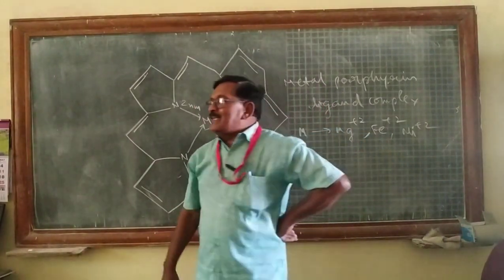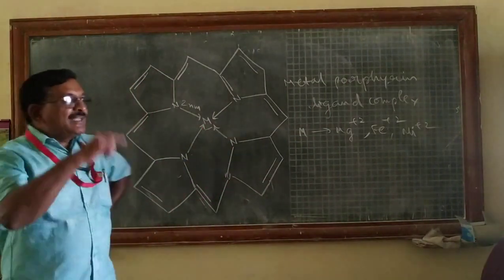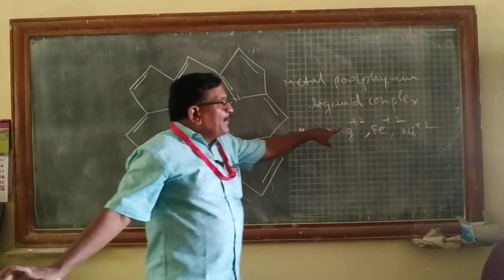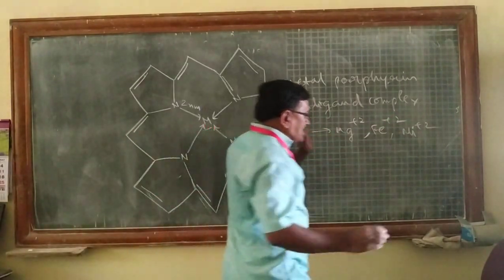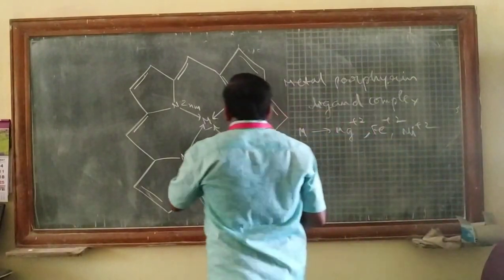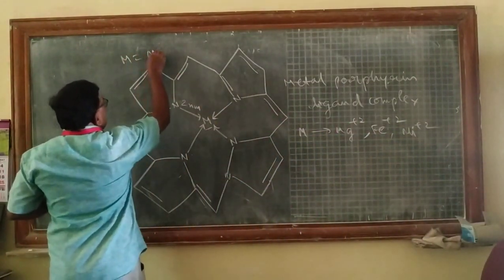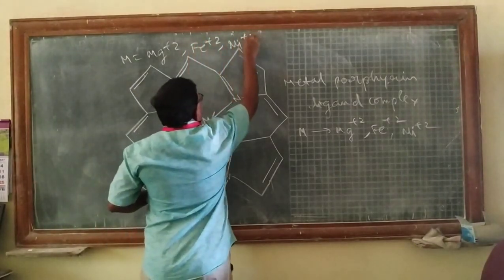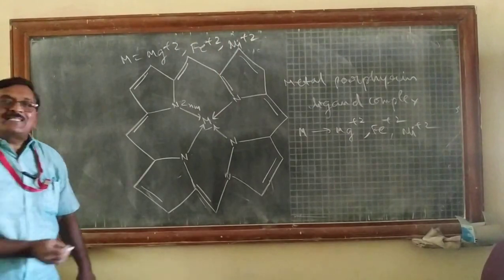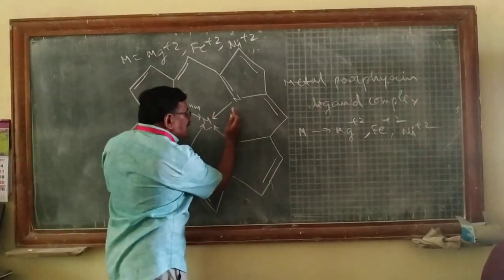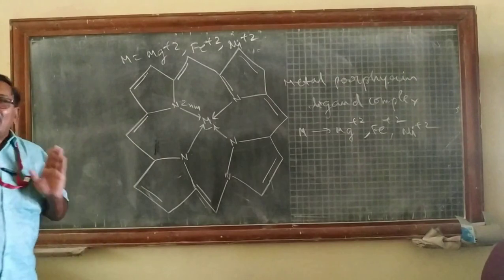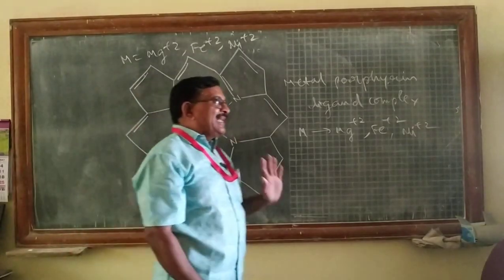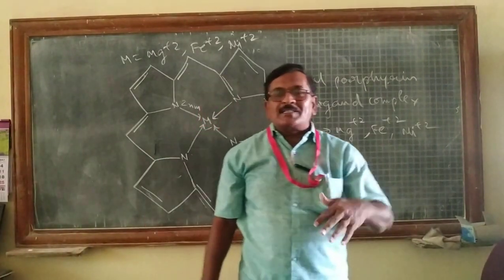Then the metalloporphyrins. The metalloporphyrins have a central terminal metal. This is called the M metal. The M metal is magnesium, iron, as well as nickel. So the metals M are magnesium, Mg+2, iron, Fe+2, and nickel, Ni+2. In this structure, this is the structure of the metalloporphyrin ligand complex, with magnesium, iron, and nickel. If magnesium is there, it is called chlorophyll.